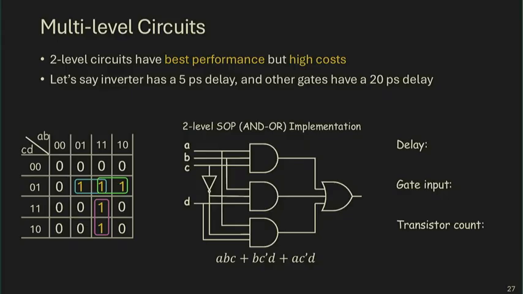In this case, it's going through this inverter, through the bottom gate, and then coming back to the final OR gate. That is the longest path, going through 2 gates and 1 inverter. Let's say an inverter has a 5 picosecond delay, and any other 2-input or 3-input gate has a 20 picosecond delay. We would have 5 picoseconds here, 20 picoseconds here, 20 picoseconds here, which gives you a 45 picosecond delay overall.